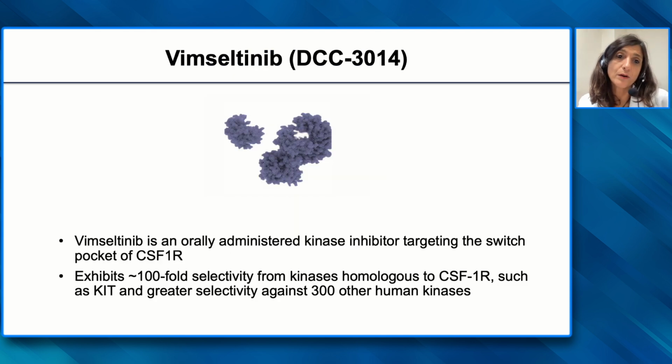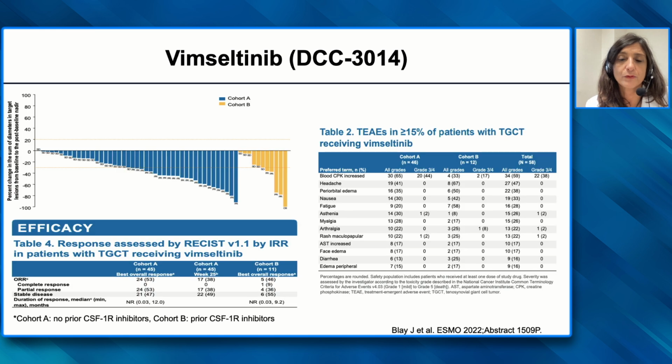There are other compounds of the same class coming along. Vimseltinib, DCC-3014, is another oral kinase inhibitor, which is very potent on this receptor. A couple of years ago, the results were presented at ESMO, and as you can see, the waterfall plot is very, very similar. There are two cohorts that used different doses, but nowadays the drug is given orally twice a week, 30 milligrams.